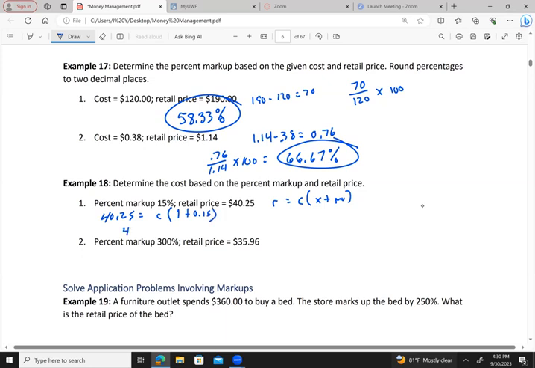So I get 40.25 equals 1.15 times our mystery cost. So we simply take 40.25 divided by 1.15, and that should give me my cost. 40.25 divided by 1.15 gives me an original cost of $35.